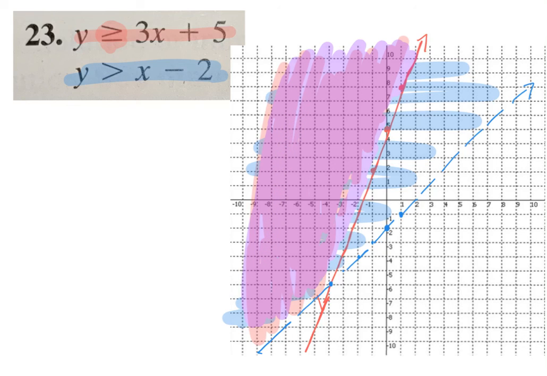Now, I will tell you when I grade these, I grade the lines individually. Did you graph the first line correctly? Solid or dashed, and is it correctly graphed? Second line, solid or dashed, and correctly graphed and shaded. And then your final answer shading. So I look at these in 3 parts. Did you do the lines correctly, and did you do the shading correctly for these?